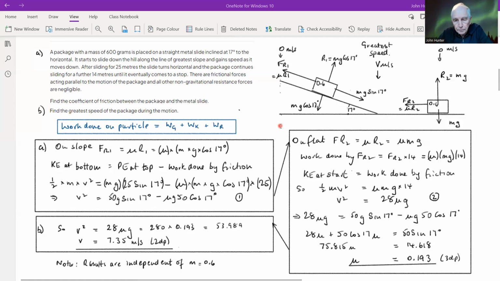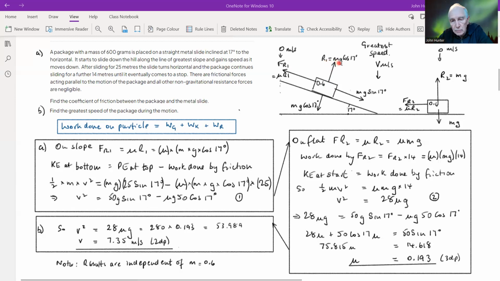Okay, so what we've got is a diagram. Now this is showing the package in its two different positions, on the slope and level. So let's just have a look. I've marked in here the package, and then we put the forces in. Well, the weight, which is mg, is resolved in the direction of motion, which is mg sin 17, and perpendicularly, and we need that because that is actually going to give us our reaction force here.